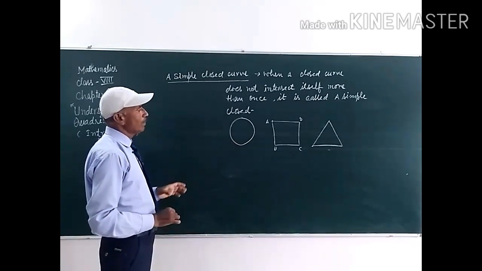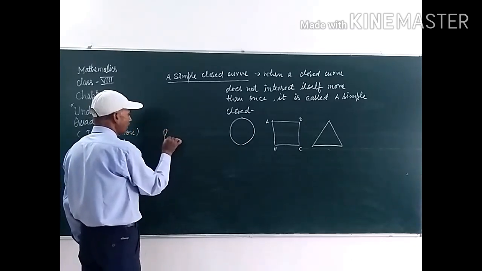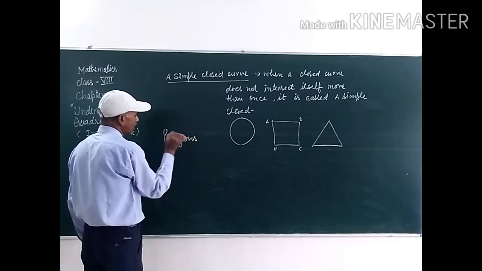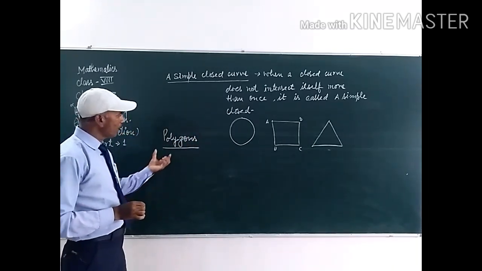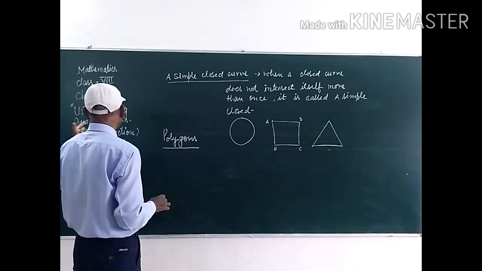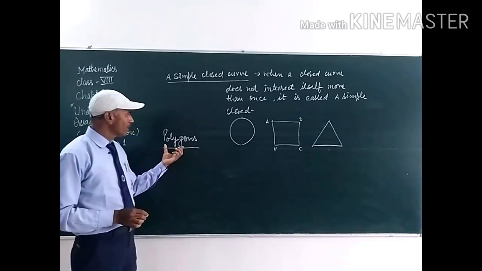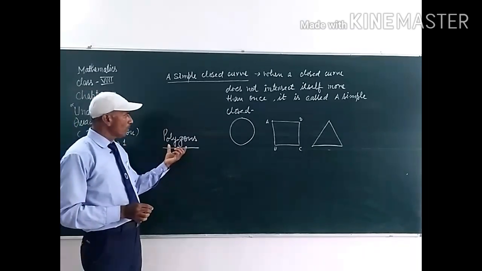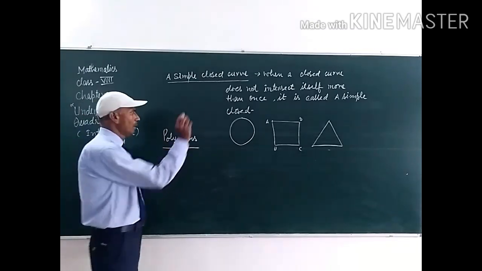Now we will study about polygons, students. What are polygons? Polygons. Students, this is an important point because this topic is related to understanding quadrilateral. This is the basic point, that is polygon. Quadrilateral is also a polygon, students. So first of all we have to understand what is polygons.